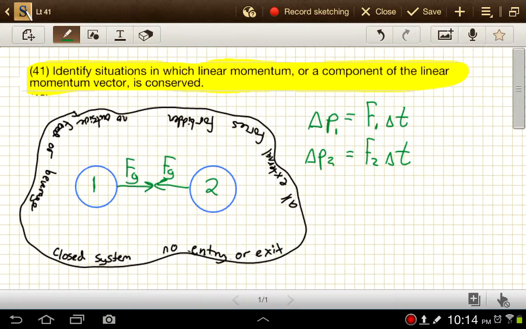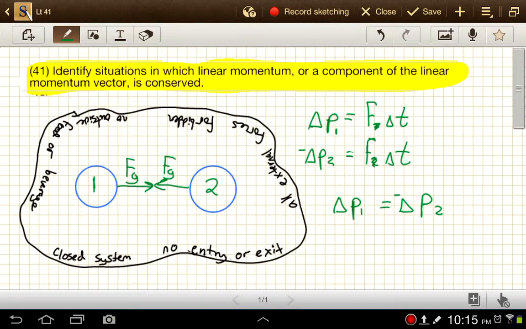Now, we know from Newton's third law that these two forces are going to be equal and in opposite directions, so I don't need these subscripts anymore. All I need to do is say that this one is going to be in the opposite direction as the starting one. Or I can move that negative sign over to the other side, and that'll be more convenient for my next step. So F delta t and F delta t here are equivalent values, so I can write that the change in momentum for object 1 is equal to the change in momentum for object 2, but negative.